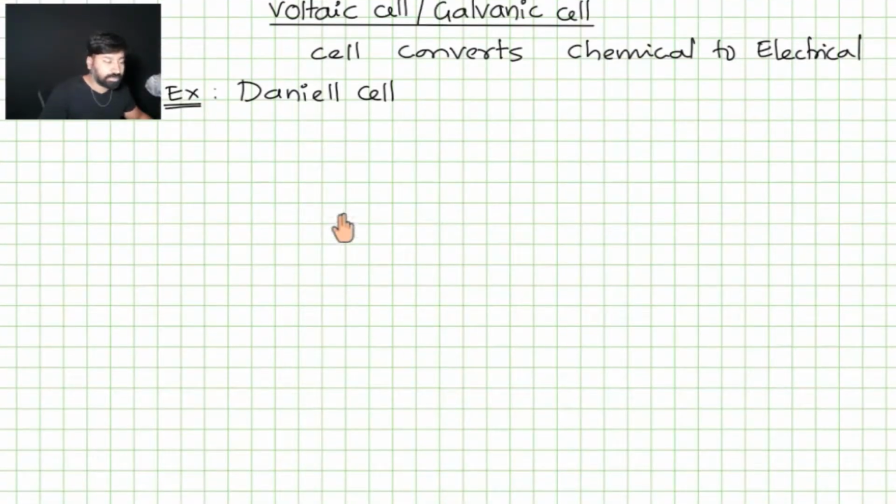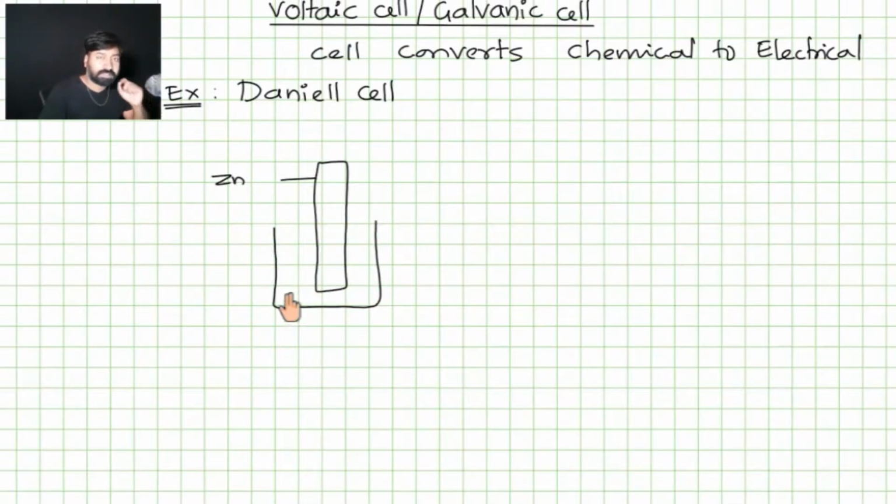In the Daniel cell, we need two electrodes. Okay, now take a zinc electrode, and the zinc electrode should be dipped in a container, and that container should contain the same ions as the rod. It means it should have zinc sulfate, ZnSO4. In the solution state, zinc sulfate exists as Zn plus 2 and SO4 minus 2. And along with that, we need one more electrode. This is another electrode, and this is the copper electrode.